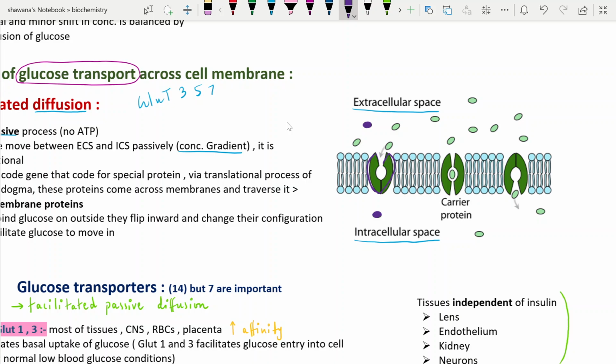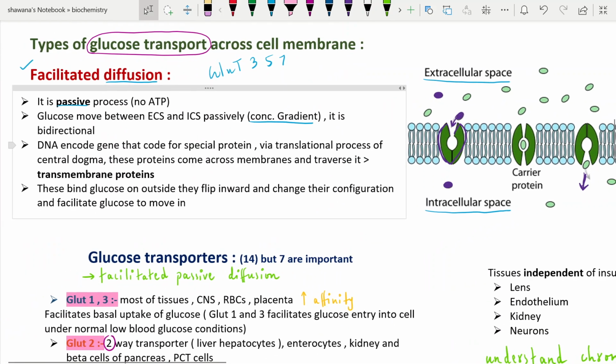They facilitate the glucose movement. When we need to transport a glucose molecule, it is attached to the outer domain of the protein. Then once it's attached, it flips inwards, and flipping inward releases the glucose molecule inside the cell. So it's a very simple process, but the main thing you need to remember is that the glucose transporter is a facilitated diffusion process between the interstitium and the intracellular space.